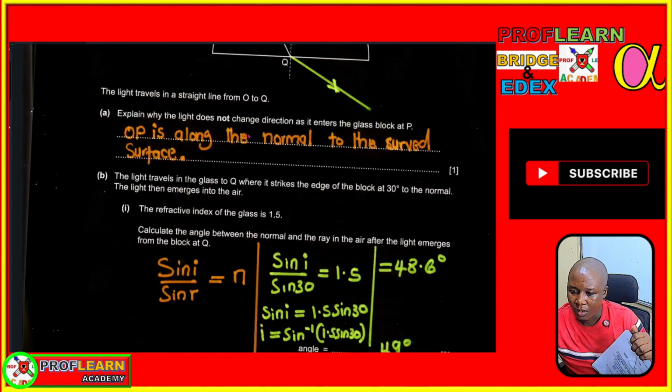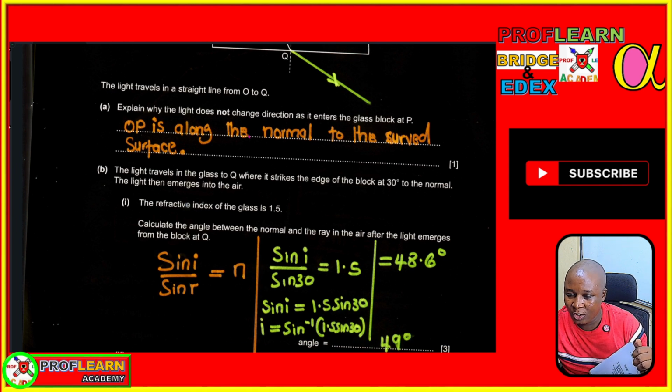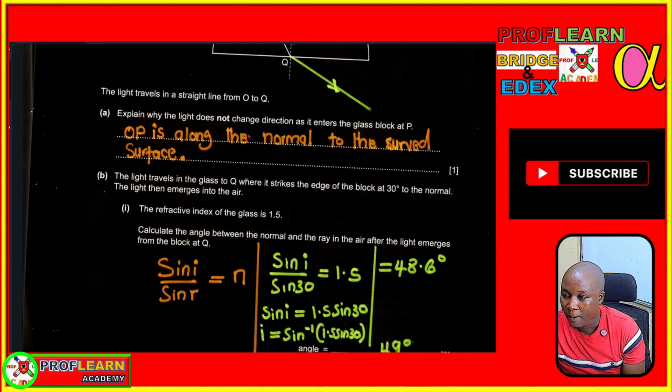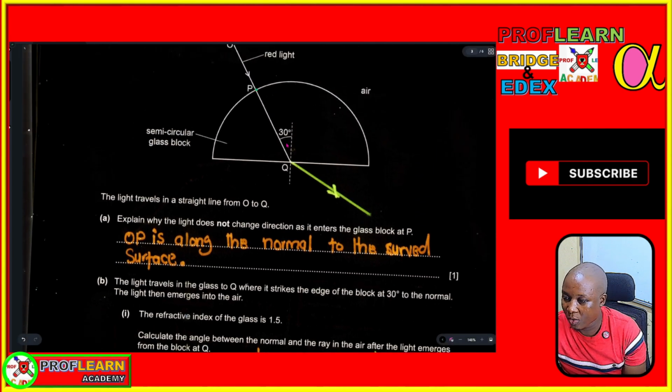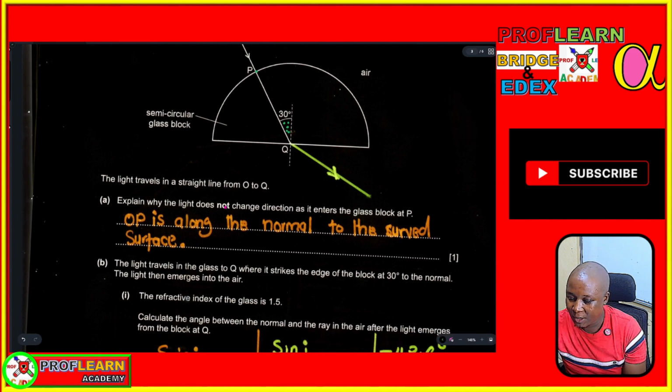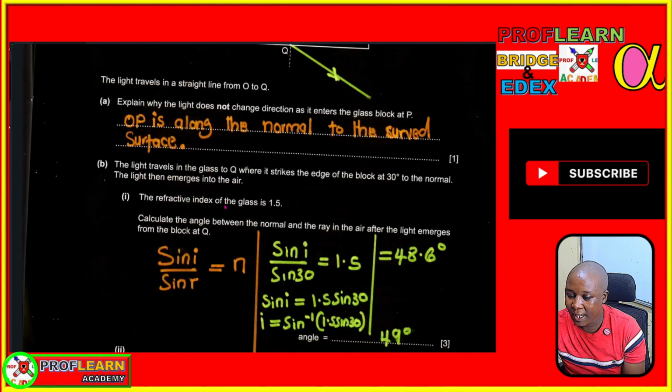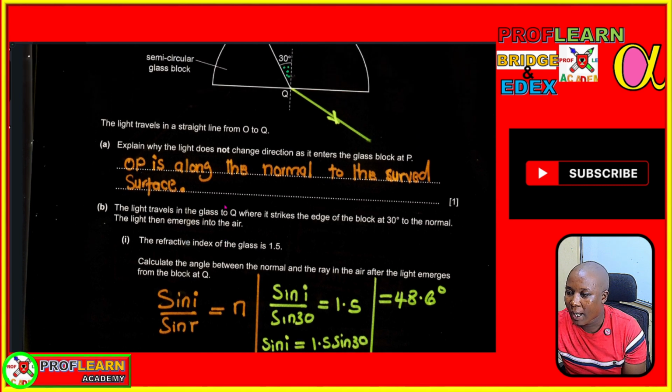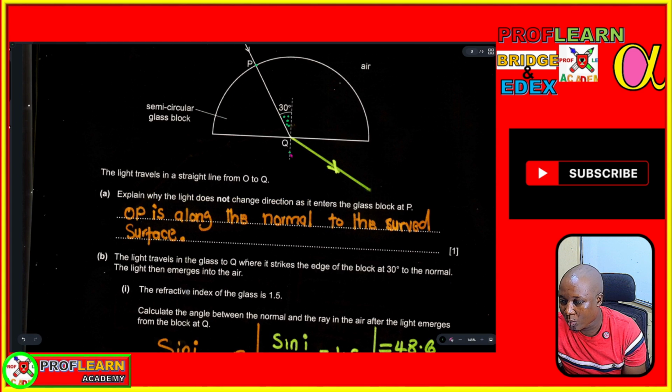Now, part B: the light travels in the glass to Q, where it strikes the edge at 30 degrees to the normal. You can see the angle that we're talking about is this 30 degrees to the normal. And we are expected to calculate the angle between the normal and the ray in air after the light emerges. So at this given point, we need to work out this angle that we are having here.